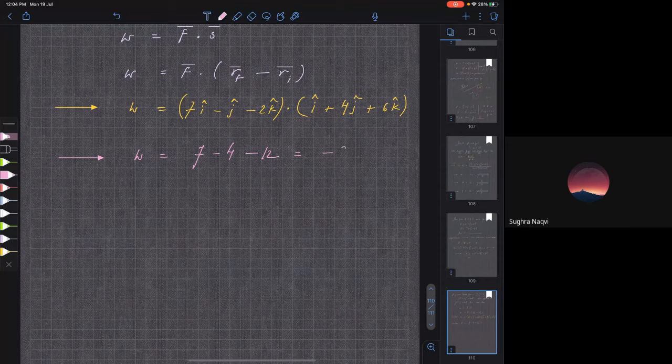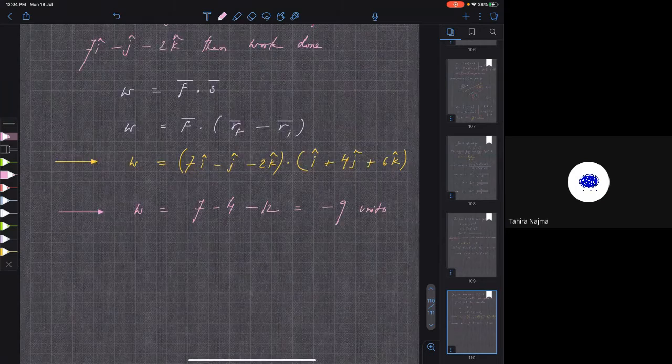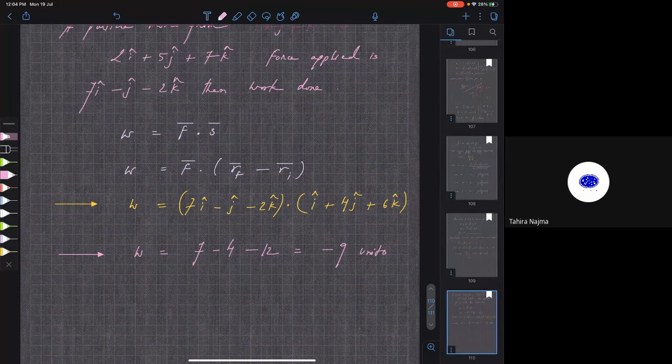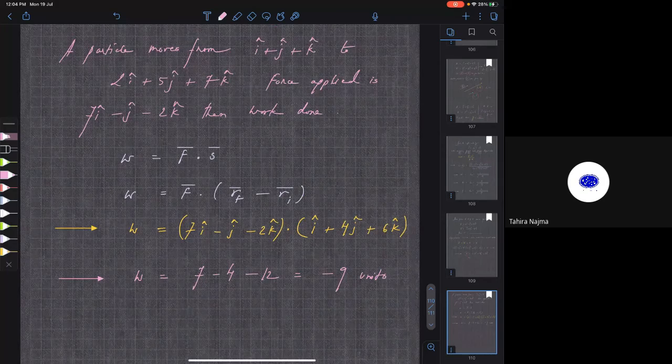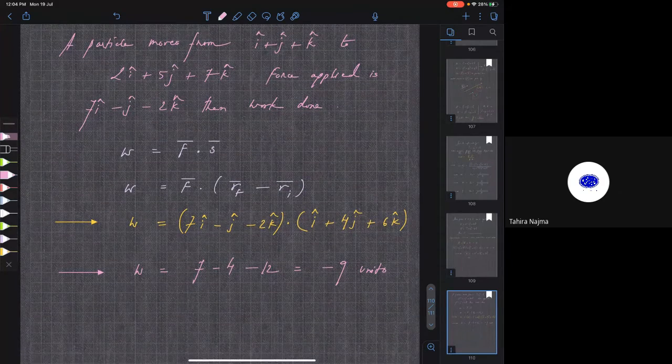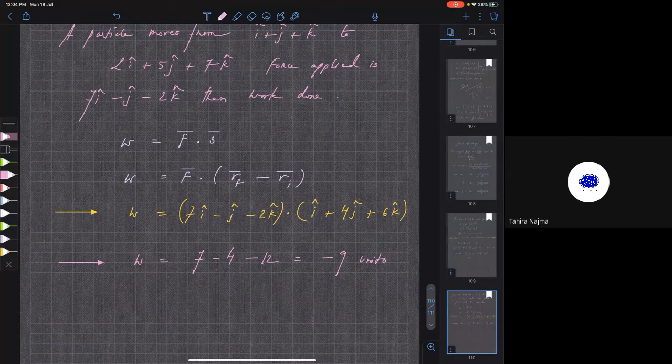Minus 9, right? Scalar. Yes, units. I'm writing units because in the question he hasn't given the units. If he gives meters and force in Newton, I'll write joules as unit. So this is your answer. Clear?